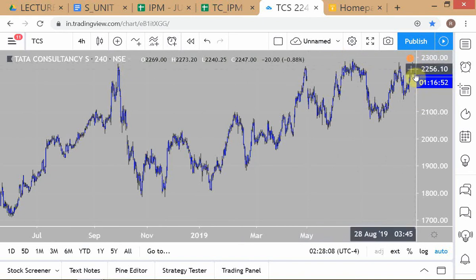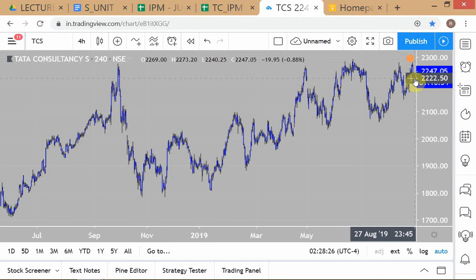Now let's say the market drops a little bit more to about this level. It's almost at the highs right now, so obviously this also looks like it's going to break out. But let's say it comes back a little bit to about 2212, or 2218, or whatever, 2220. So now the market is at 2220, let's say.